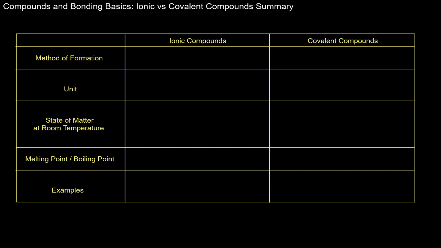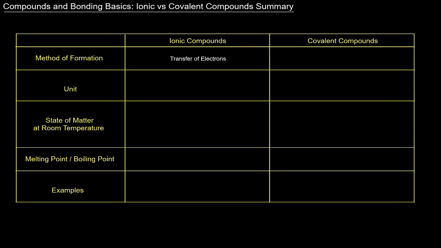So in this video, I just want to talk about ionic versus covalent compounds and a quick overview and summary. So first up is method of formation. How is it that ionic compounds form? Well, they form via the transfer of electrons, right? One atom either gives up its electrons entirely to another, or you can think about it as one atom steals electrons from the other, right? But the point is that there's a complete transfer of electrons from one to another, okay?